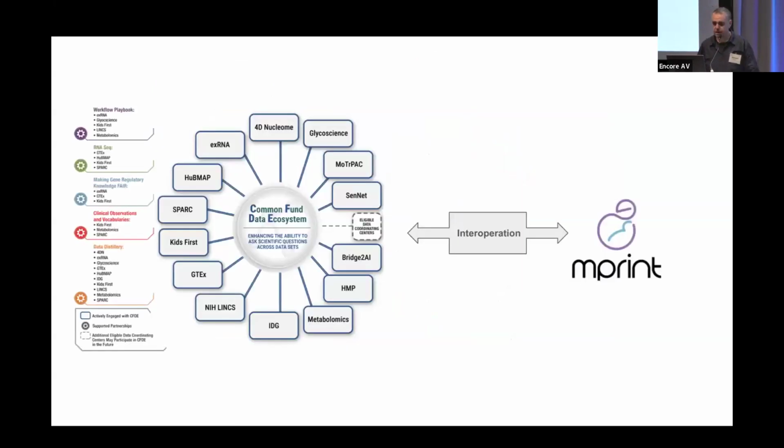And in that sense, no surprise, a lot of the conversation I've been having with Sarah and with Lang is, how can we interoperate between the knowledge that's coming out of MPRINT and make it available to the community of the Common Fund researchers? I would like to see MPRINT resources findable, discoverable by Common Fund researchers. And I would also like to see whether it's possible to leverage Common Fund data ecosystem services to augment, to enhance workflows that you have within the MPRINT community.